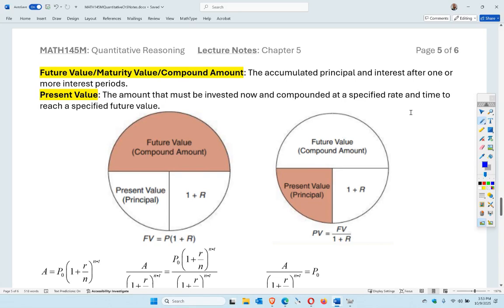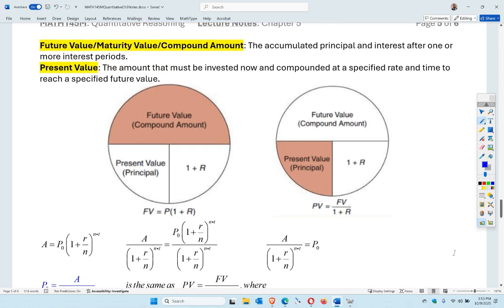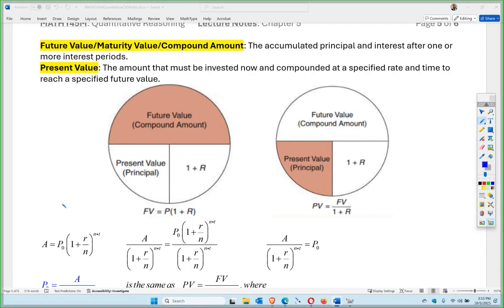All right, this is Chapter 5, Section 2. This is Part 2. So, the compound interest formula has future value and present value. If you think about the formula, the amount that you put in is the present value, the principal. Present value is the principal.